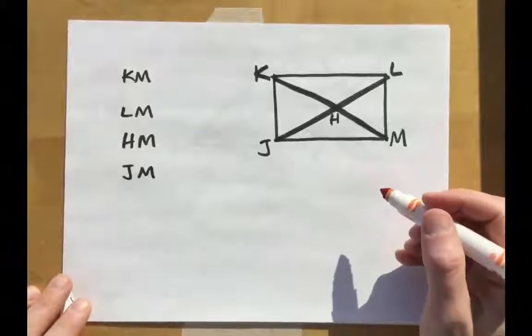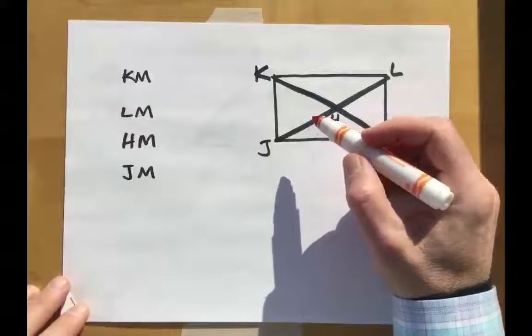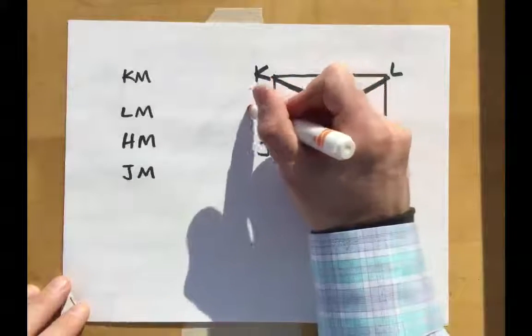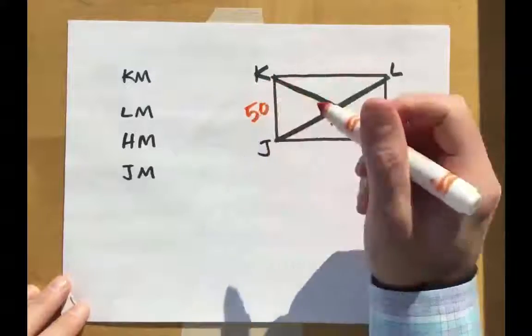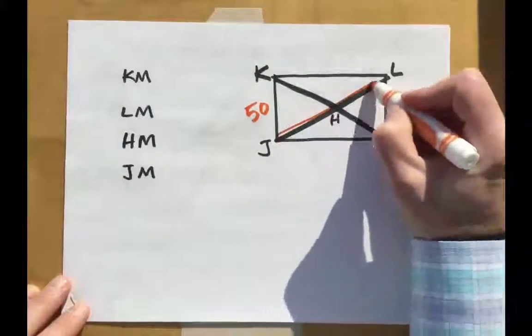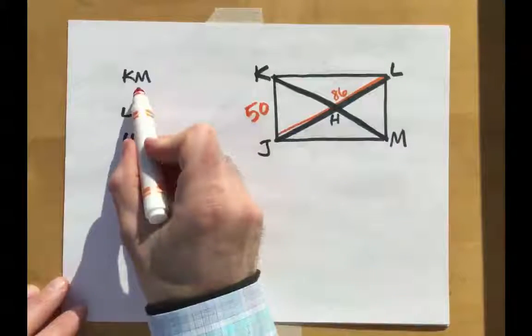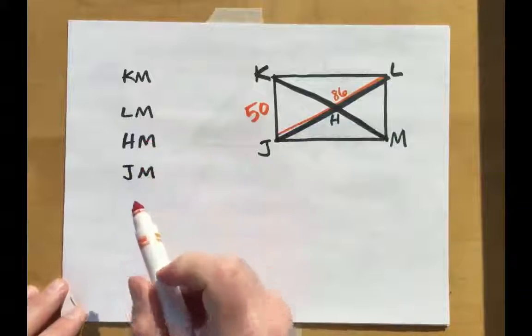In example 1, we're taking a look at this rectangular frame here, and we see that a woodworker has a frame that has a JK that's equal to 50 centimeters, and JL, that's our diagonal all the way across here, is equal to 86 centimeters. So we're asked to find the measure of KM, LM, HM, and JM.